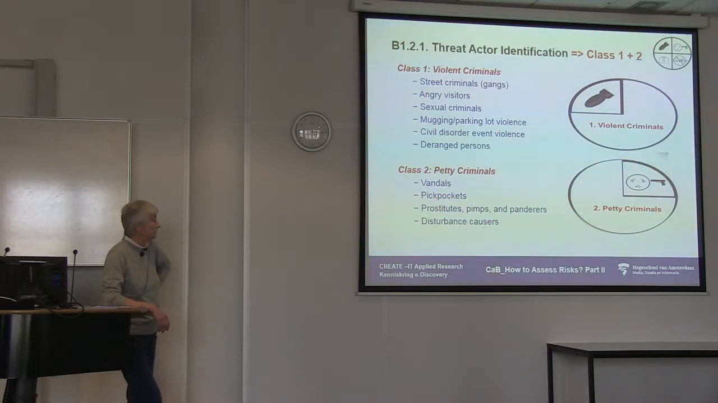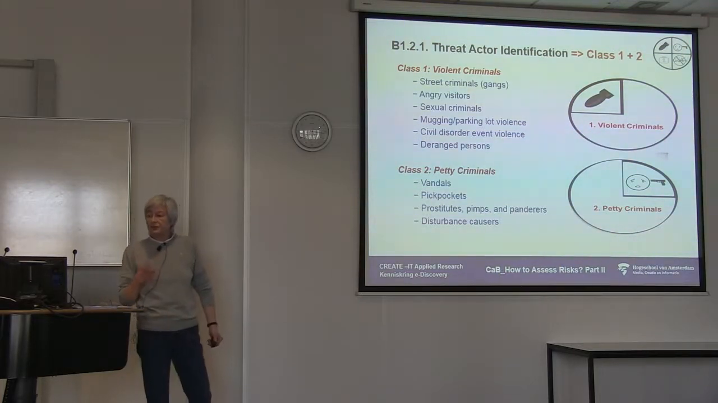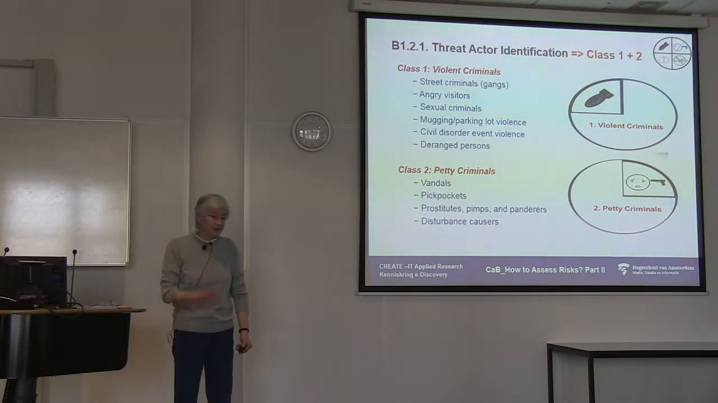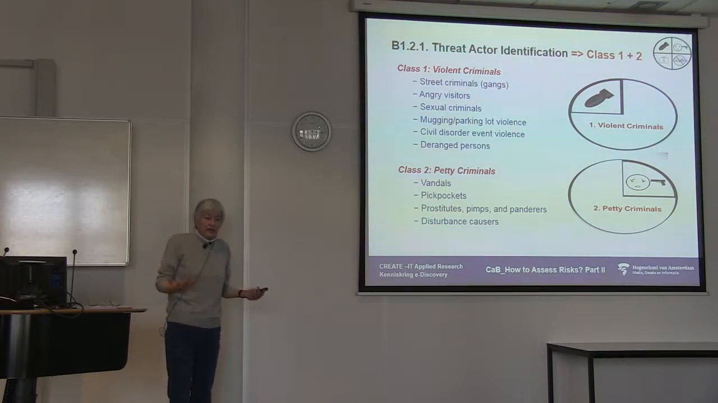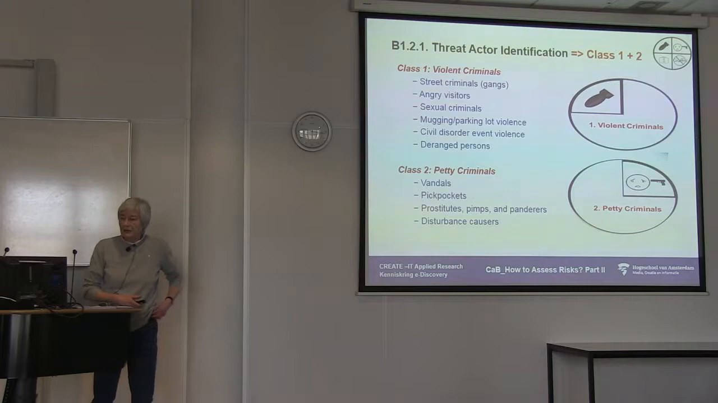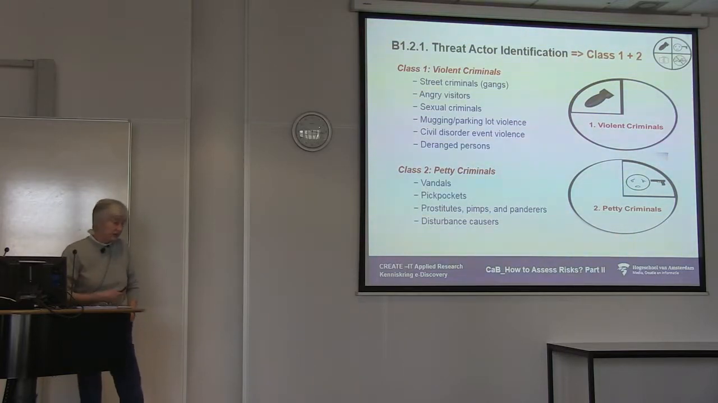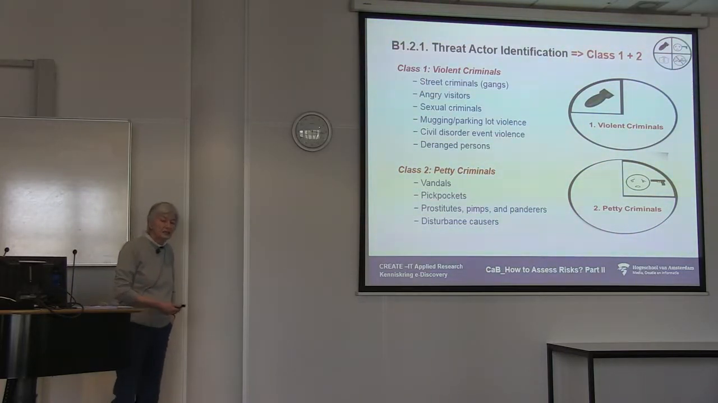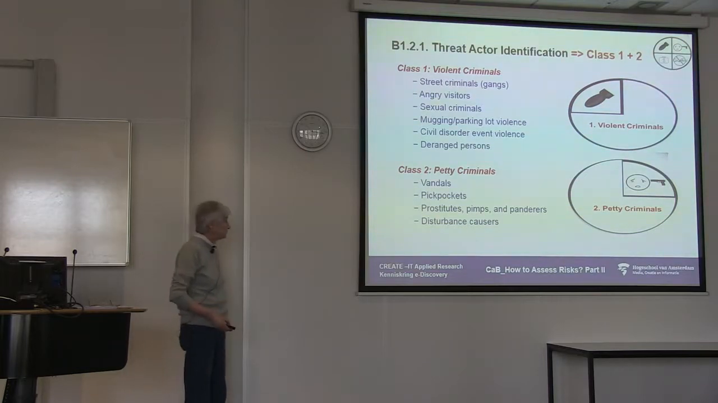Then you have the category sexual criminals, the mugging, parking lot violence, just hit and run, civil disorder, and deranged persons. Yes, the deranged persons, it can happen, but they are most of the time persons that are so deranged that they always use violence to get what they want.